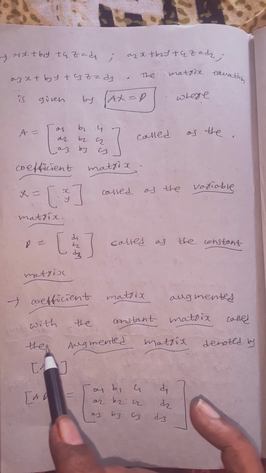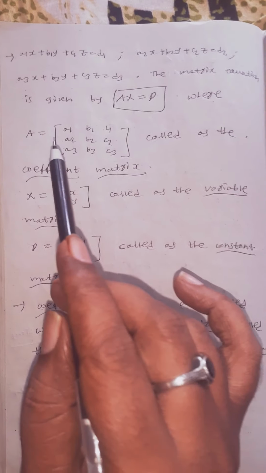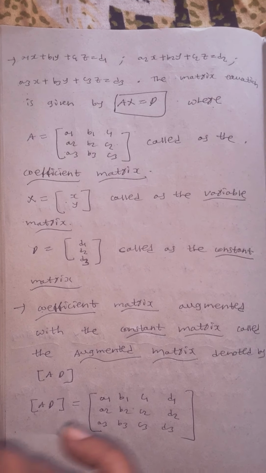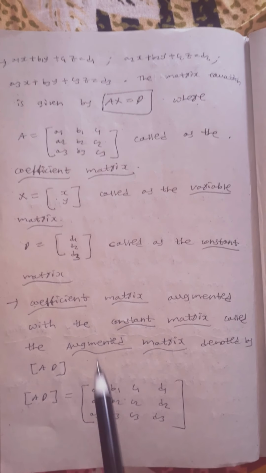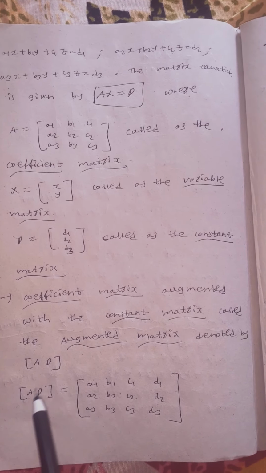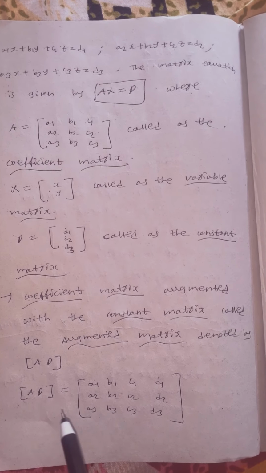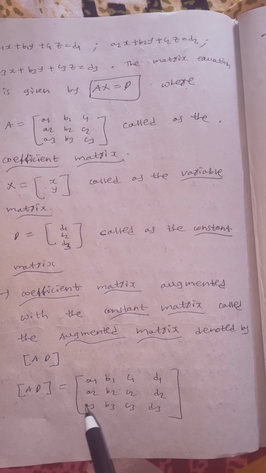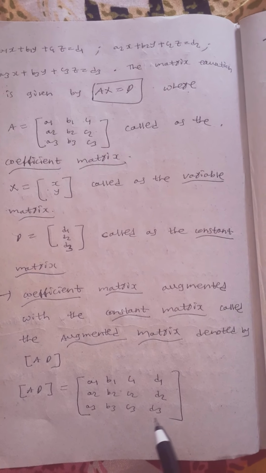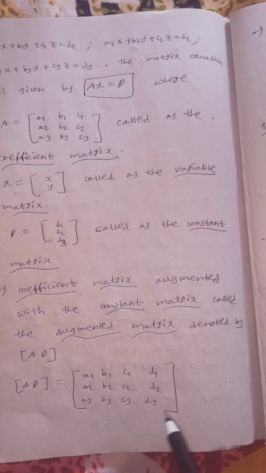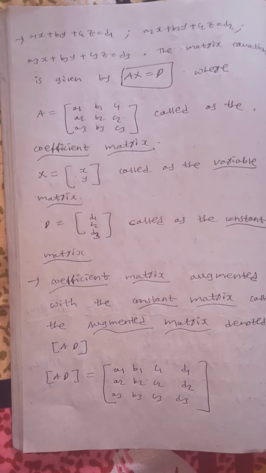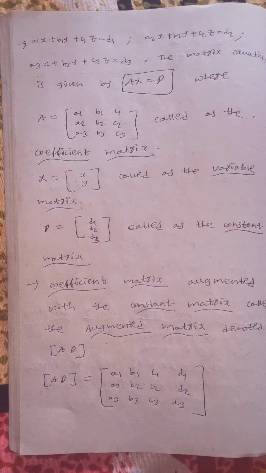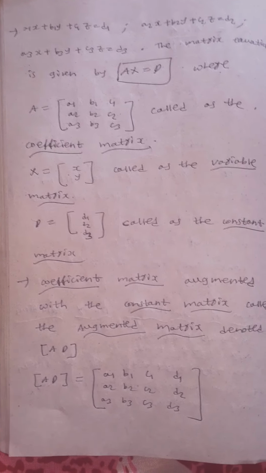The coefficient matrix together with the constant matrix is called the augmented matrix, denoted like this: [A|D] equals a1 b1 c1 d1, a2 b2 c2 d2, a3 b3 c3 d3. In this way we will do the problems in non-homogeneous linear equations.